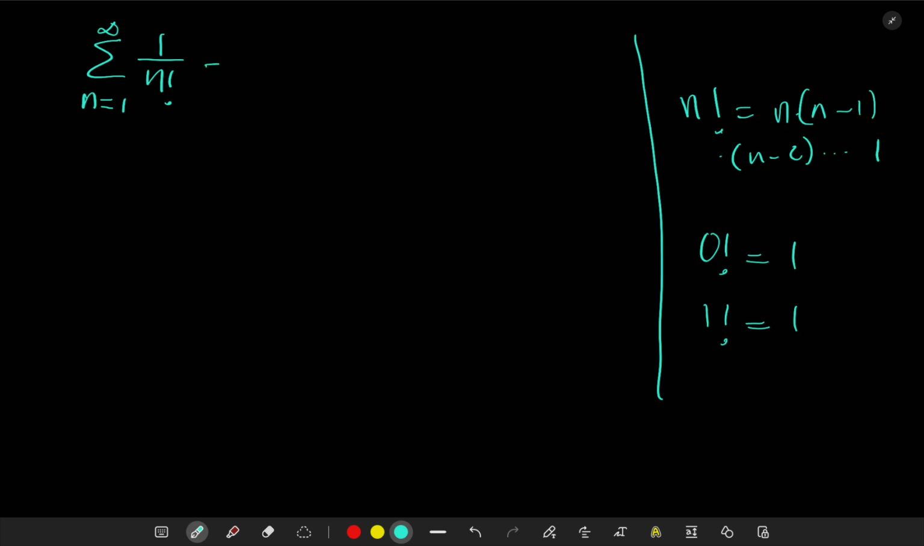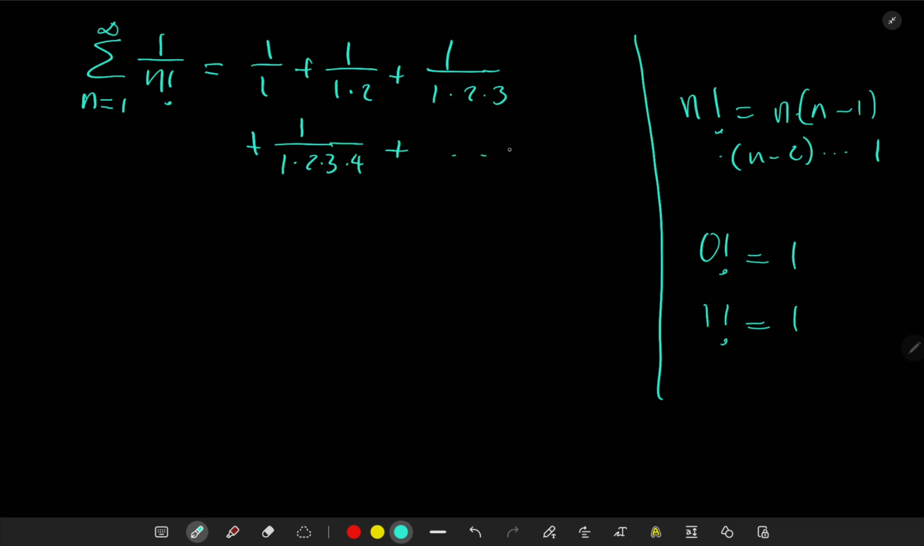Just to be sure, when n is equal to 1, you get 1 over 1. When n is 2, you get 1 times 2. When n is 3, you get 1 times 2 times 3. And you get the idea: 1 times 2 times 3, times, not plus, times 3 times 4. And you keep going like that.